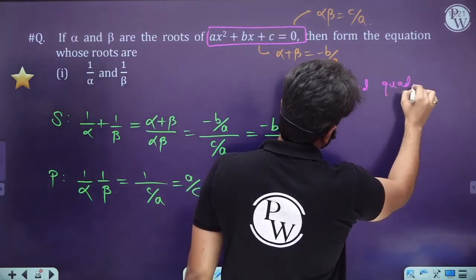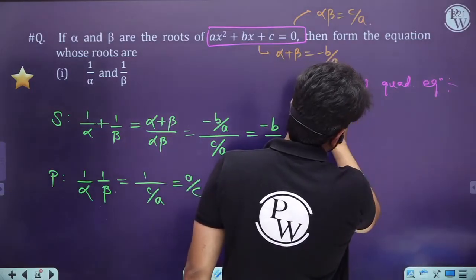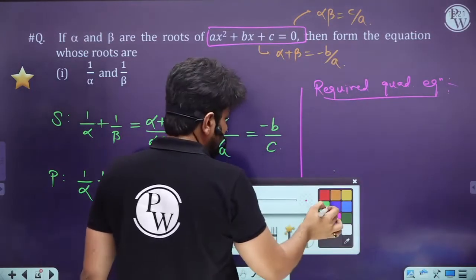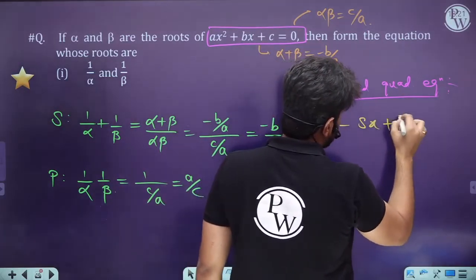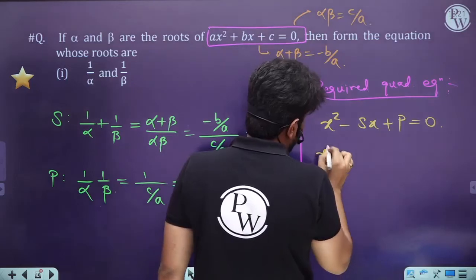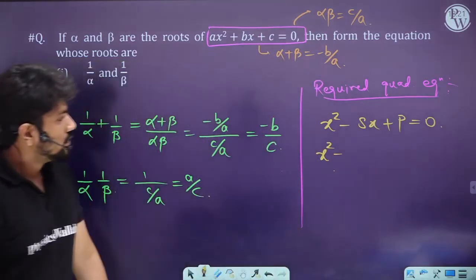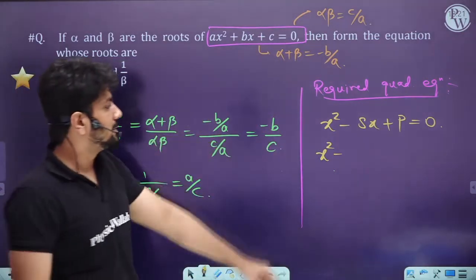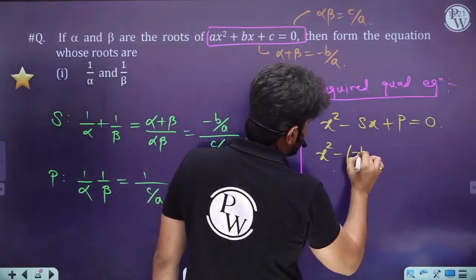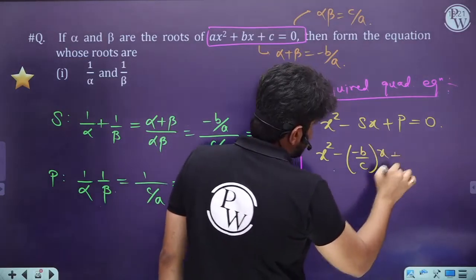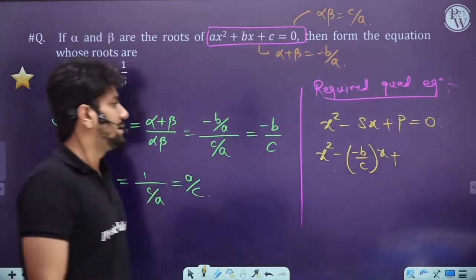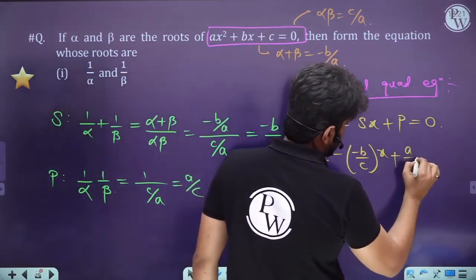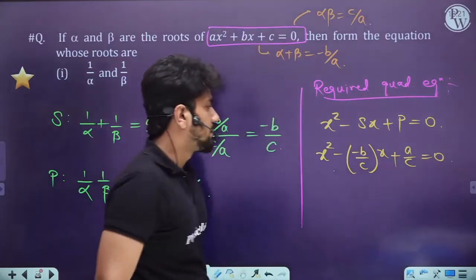So now our required quadratic equation with the roots 1 by alpha and 1 by beta is going to be x square minus sum of roots into x plus product of roots is equal to 0. x square minus, what's the sum of roots? Minus b by c. So minus b by c times x plus, what's the product of the roots? The product of the roots is a by c. So plus a by c is equal to 0.